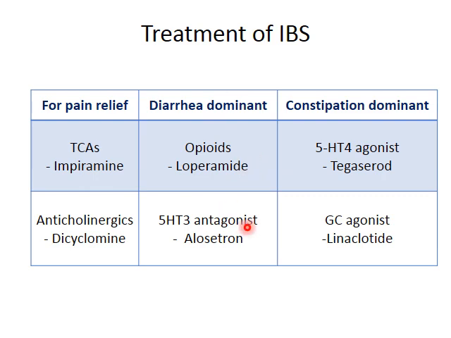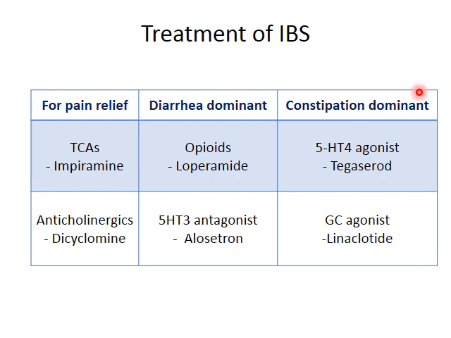The second one is alosetron, which is a selective 5-HT3 receptor antagonist. By blocking the 5-HT3 receptor in the gut, it can reduce intestinal motility and pain impulses from the GIT. So this 5-HT3 antagonist can also be used for diarrhea dominant irritable bowel syndrome. Alosetron is approved for use in women who have irritable bowel syndrome with prominent diarrhea and do not respond to other drugs. For that, alosetron is the preferred drug.